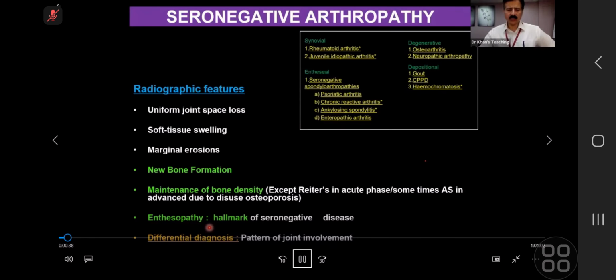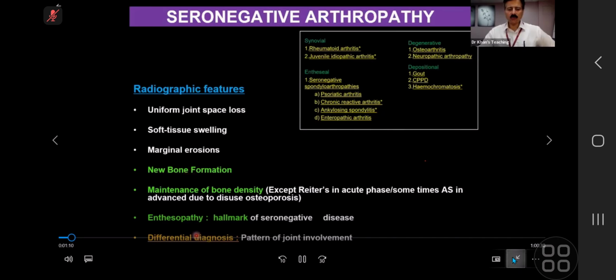What does that mean, enthesopathy? Basically, there are changes at the origins or insertions of ligaments and tendons. There can be erosions there in an acute phase, and later on there is new bone formation. So that is also a hallmark, new bone formation. And if you don't know it, many of the things you are going to confuse.